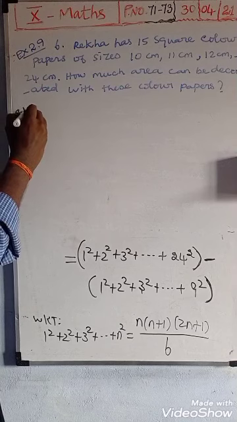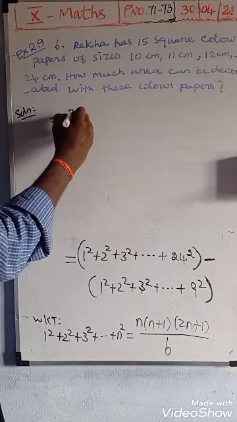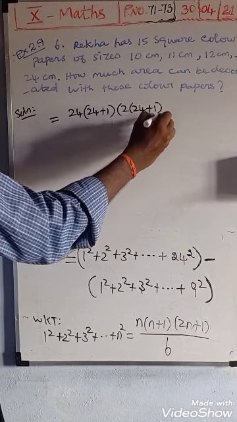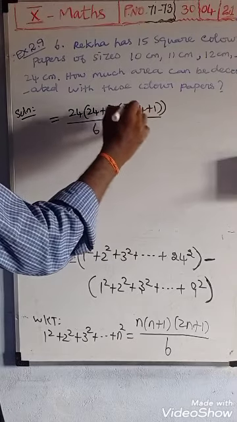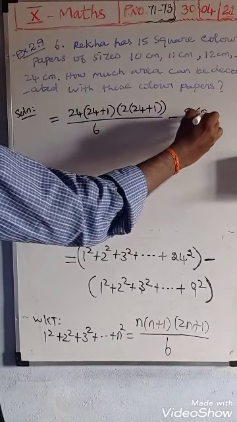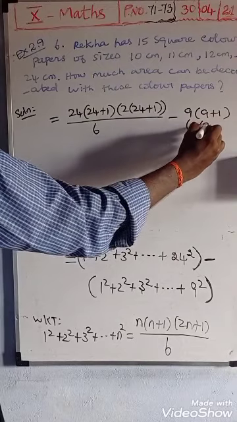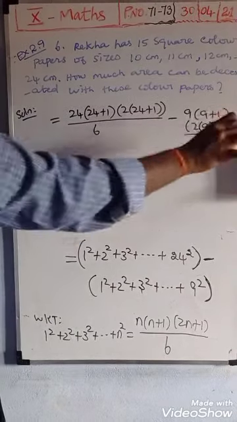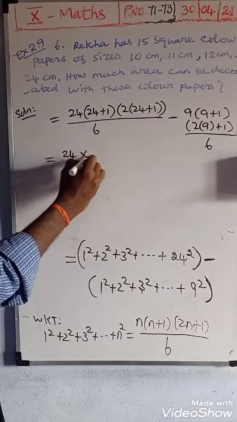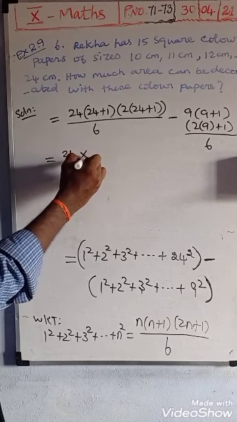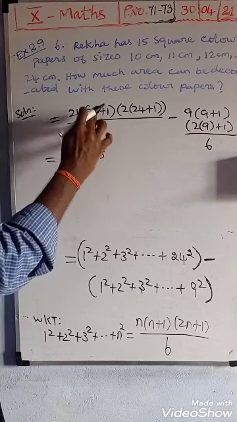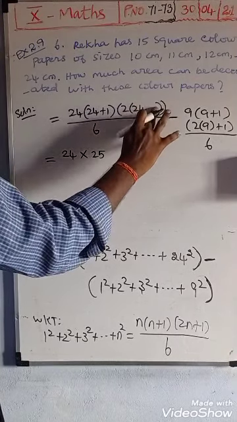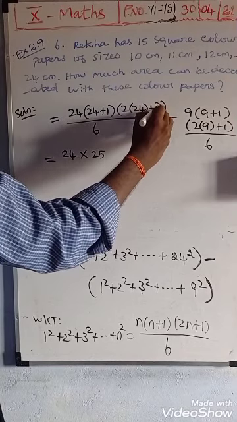Therefore, what is the first? 24 into 24 plus 1 into 2 times 24 plus 1 whole divided by 6. Next minus 9 into 9 plus 1 into 2 times 9 plus 1 whole divided by 6. So continuously you should write. Now 24 into, in between multiplication is the meaning. So 24 into 25, 24 plus 1 is 25. Then 2 into 24 plus 1.